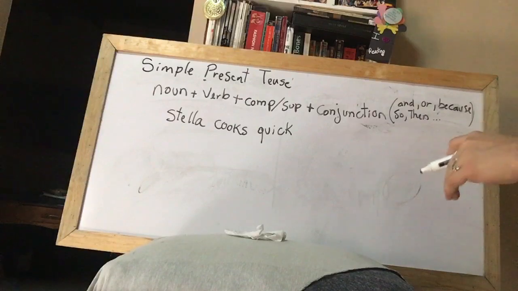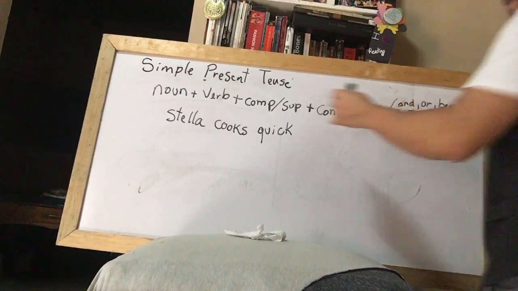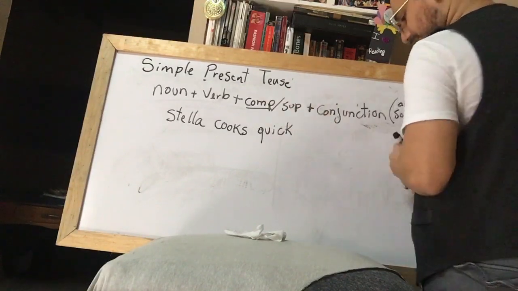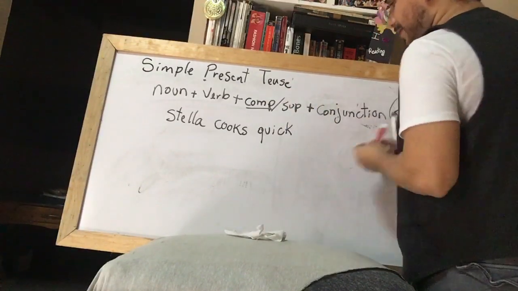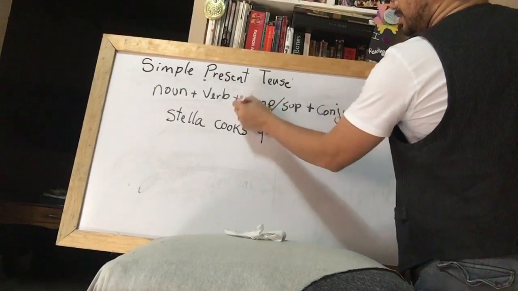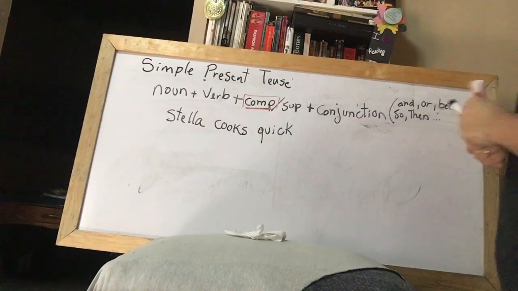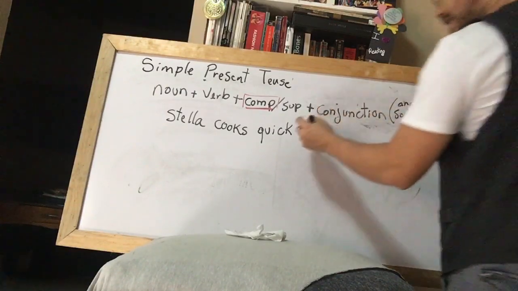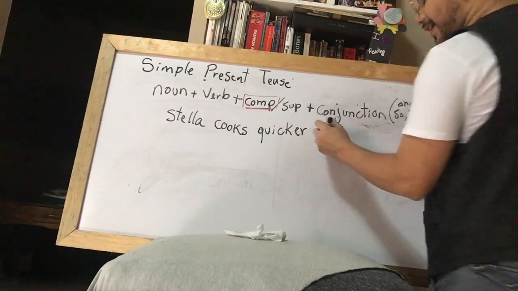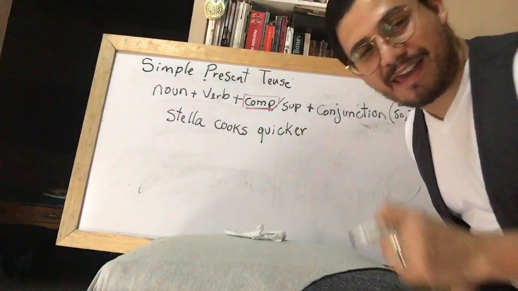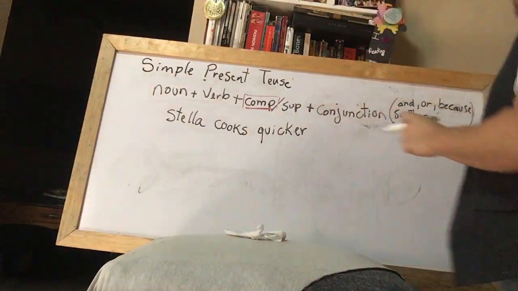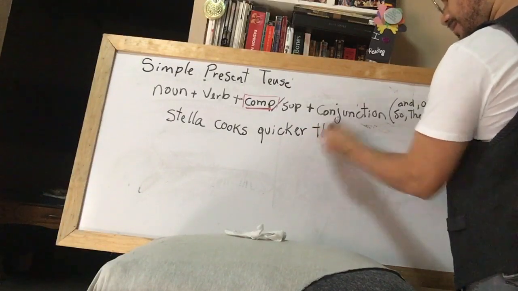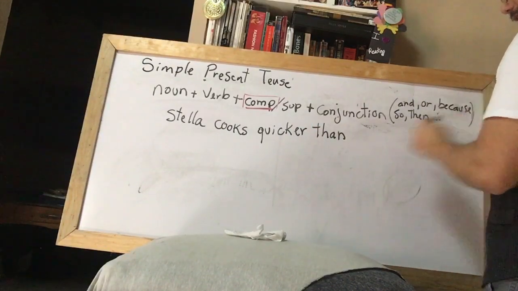Who knows what the comparative form of quick would be? Anybody? Said, Godoy, Amber, Ashley, someone? Okay, so quicker. I feel like I'm Dora. At some point I'm gonna be like, we can do it. Quicker than. Thank you for remembering this part. Quicker than me.